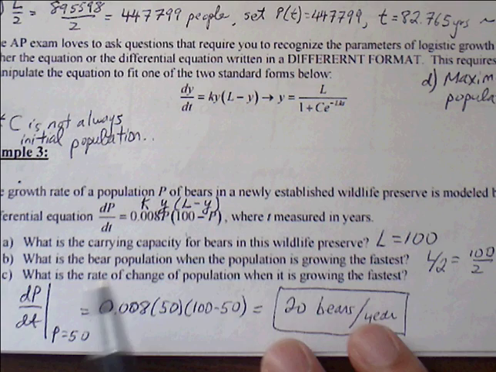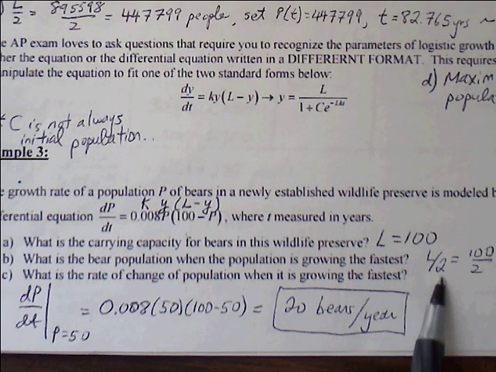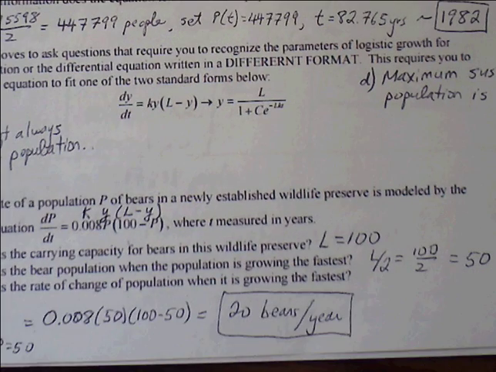What is the bear population when the population is growing at its fastest? It grows at its fastest at the point of inflection, L over 2. L is 100, so 100 over 2 is equal to 50.